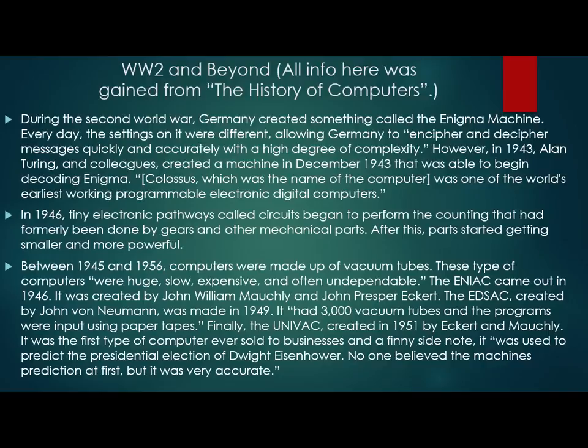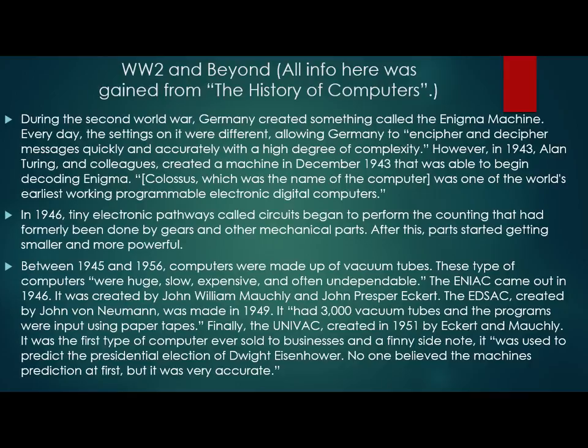Alright, so now I'm going to go into World War II and beyond. Once again, info gained from the same place. During the Second World War, Germany created something called the Enigma machine. Every day the settings on it were different, allowing Germany to encipher and decipher messages quickly and accurately with a high degree of complexity. However, in 1943, Alan Turing and his colleagues created a machine in December 1943 that was able to begin decoding the Enigma. The Colossus, which actually was the name of the computer, was one of the world's earliest working programmable electronic digital computers.